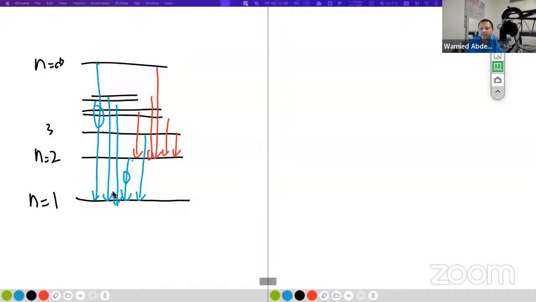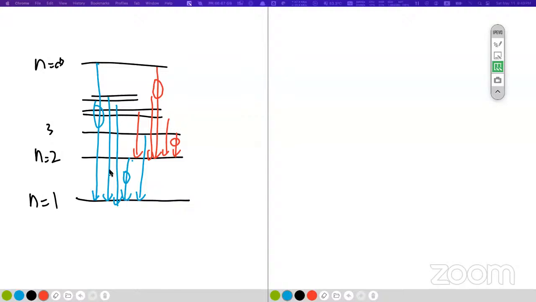The wavelengths, of course, are opposite. The maximum, highest photon energy means the shortest wavelength, and the smallest energy means the longest wavelength. Now, for the Balmer series, this will be the maximum photon energy in that series, and this one will be the minimum photon energy.